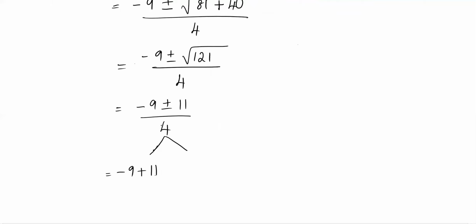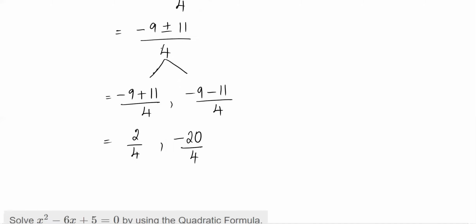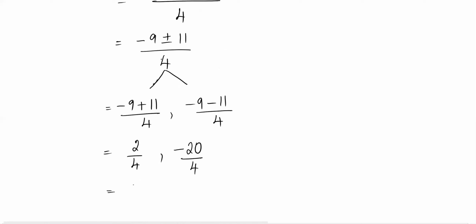Negative 9 plus 11 over 4, negative 9 minus 11 over 4. Again, remember that the plus or minus symbol is right before the 11. So 11 is the one that gets either a plus or a minus, and therefore that's the number that gets the split. All right, negative 9 plus 11 is 2 over 4. Negative 9 minus 11 is negative 20 over 4. Simplify these two, we get half and negative 5.